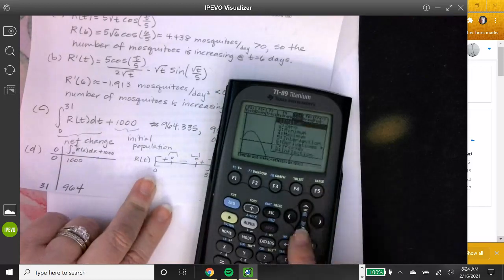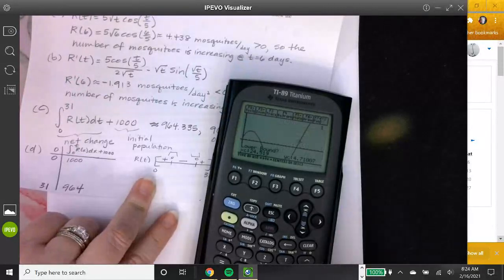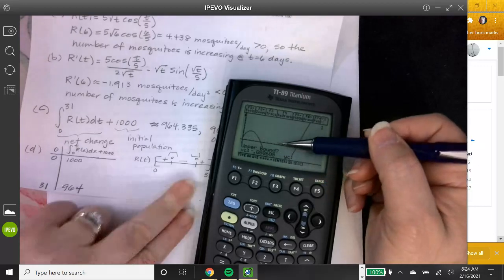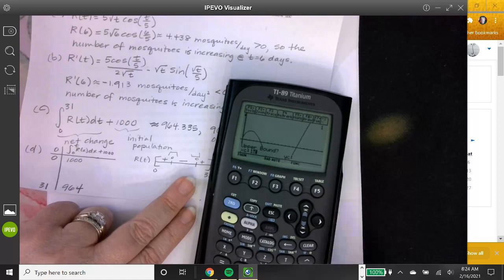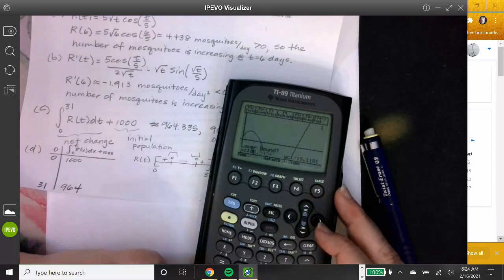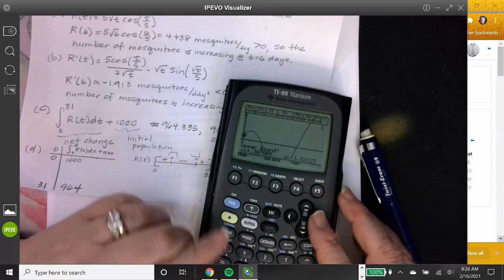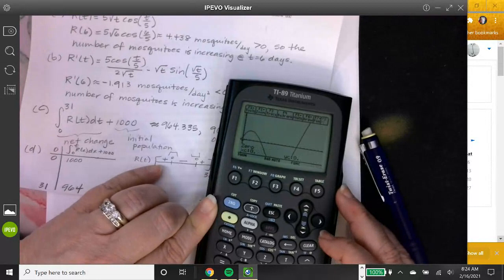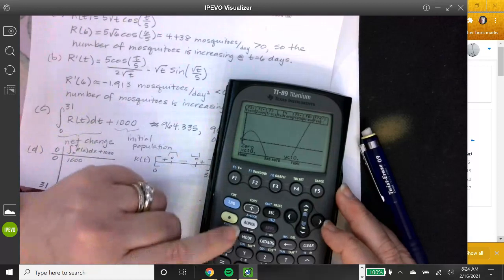We go F5, calculate 0. And my lower bound, I'm going to put a 0. And for the upper bound, any, I don't know, halfway through. Let's put 15. Try again. F5, 0, 0. Upper bound. I'm just going to go from the upper bound. And watch my calculator fly. Okay. Nice. Of course it's 0, 0.